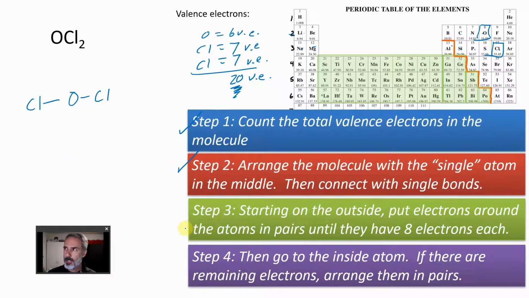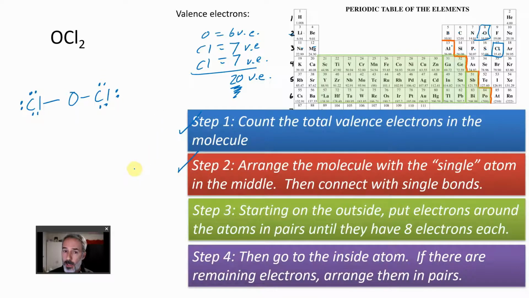Step 3, do we start on the inside or outside? The outside. So that means oxygen or chlorine? Chlorine. All right. It already has electrons on the right, so it's going to need electrons on top, left, and bottom. Boom, 2, 4, 6, 8. Good to go. This one needs them on the top, right, and bottom. The left already has 2 electrons. 2, 4, 6, 8. We've used 2, 4, 6, 8, 10, 12, 14, 16.